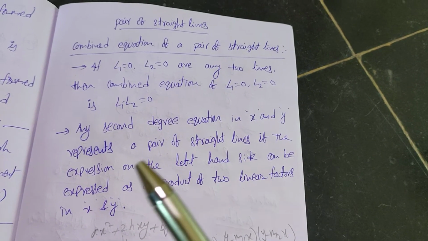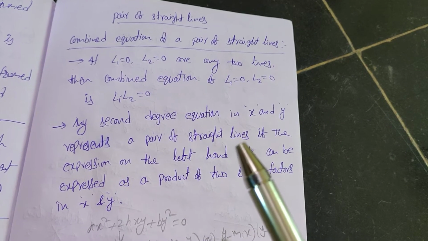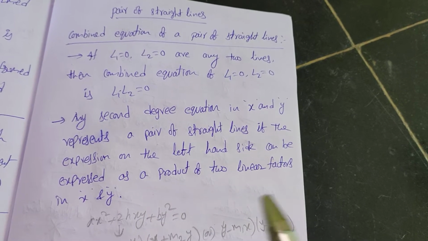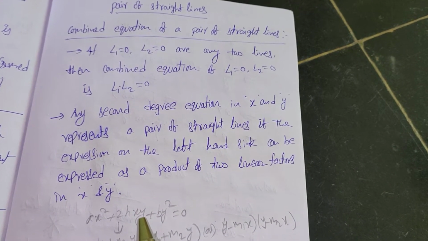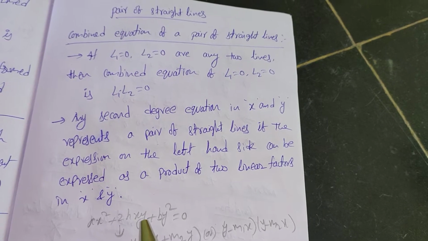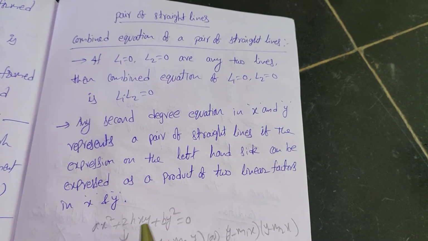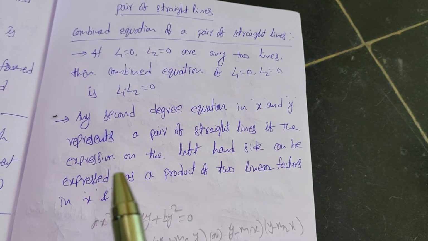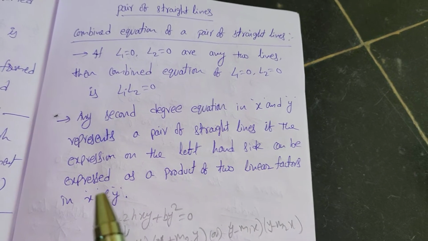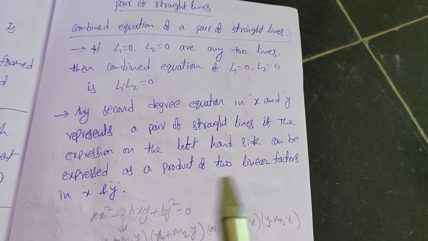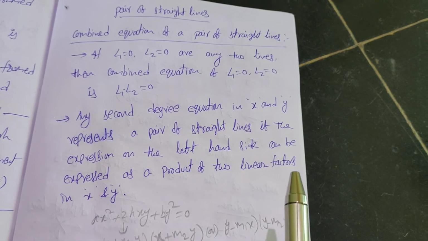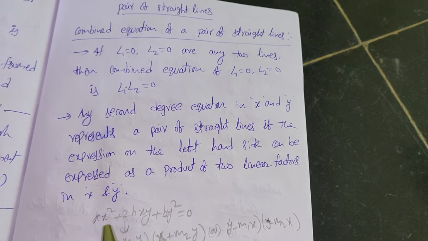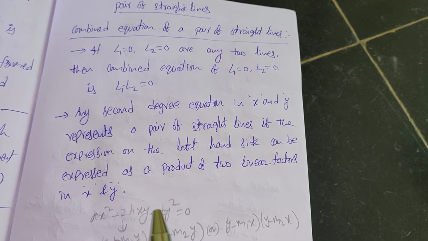Okay, in x and y represents a pair of straight lines. Represents a pair of straight lines means this one you can write as a combined equation of two linear equations. That means if the expression on the left hand side can be expressed as a product of two linear factors in x and y. Linear factors means linear equations only in x and y.